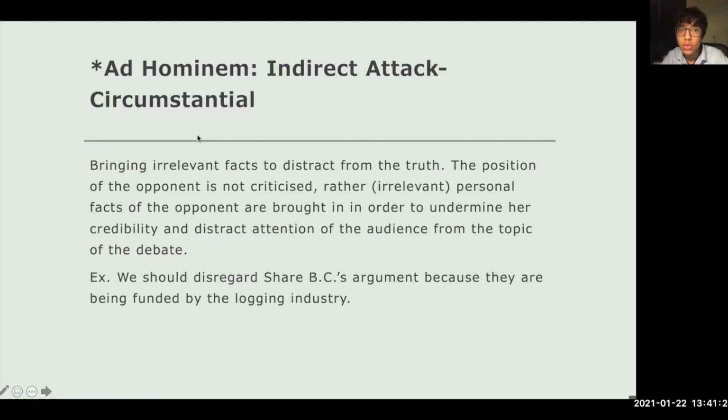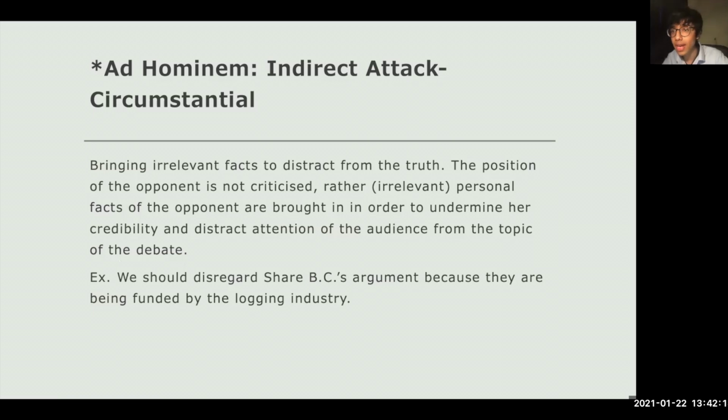All right. The next one is ad hominem indirect attack, circumstantial. Again, this is a subcategory. Bringing irrelevant facts to distract from the truth is essentially what this is. You're not directly attacking the person, but you're bringing up facts that have no basis in the argument. It's not related to the argument. The position of the opponent is not criticized. Rather, irrelevant personal facts about the opponent are brought in to undermine their credibility and distract the audience's attention from the topic of the debate. All right, an example of this would be, we should disregard Share BC's argument because they are being funded by the logging industry.